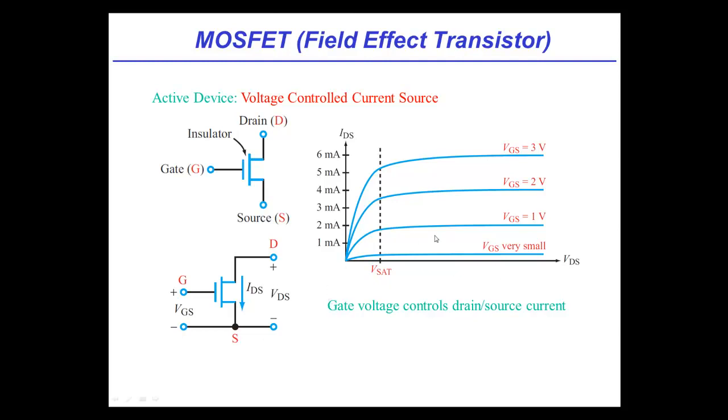If VGS is very low, no current can go through IDS, and maybe it looks like an infinite resistor or something. Yeah, it looks like a switch. Exactly. Right. So one way to think about a MOSFET is to think of it as a switch.